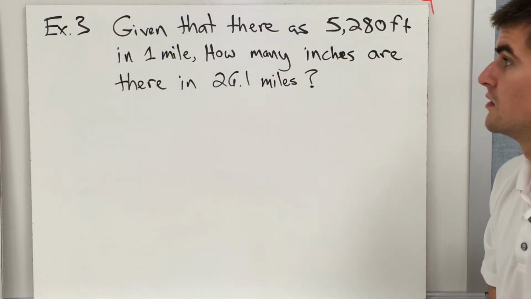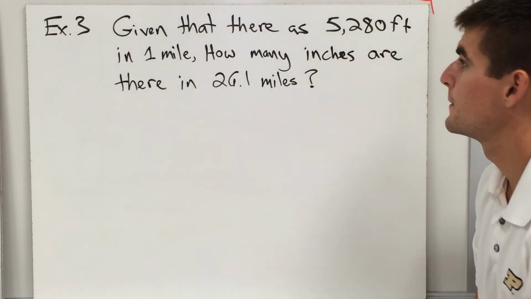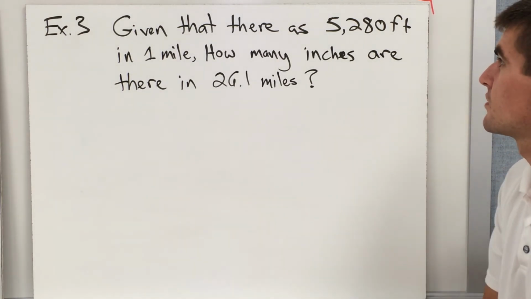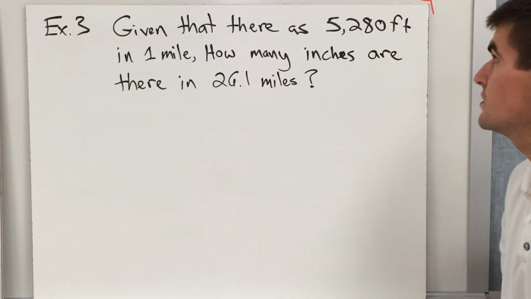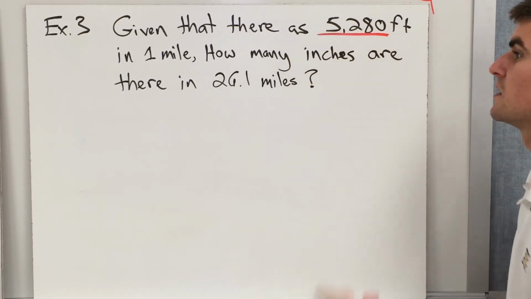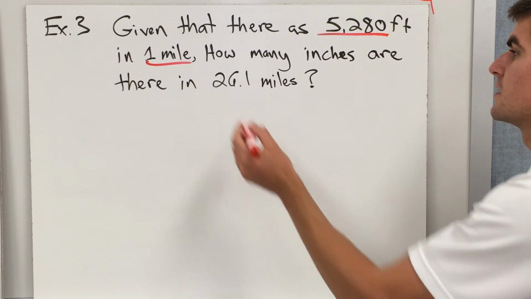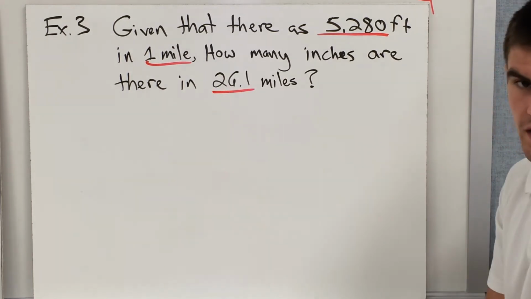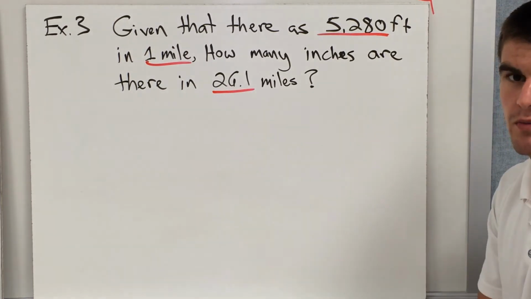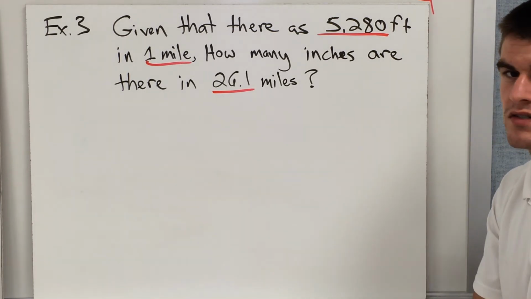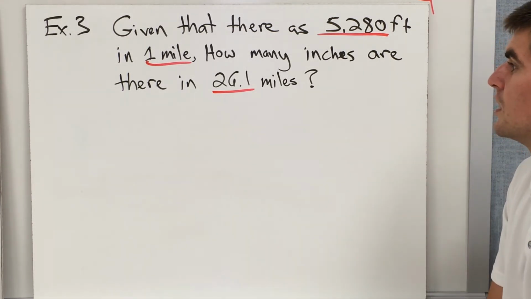Example 3, a little more wordy, but kind of the same process. So given that there are 5,280 feet, so that might be something I need, in 1 mile, how many inches are there in 26.1 miles? So I'm given some numbers here. I've got to figure out just what it's starting with, and then what the heck does this other stuff mean?